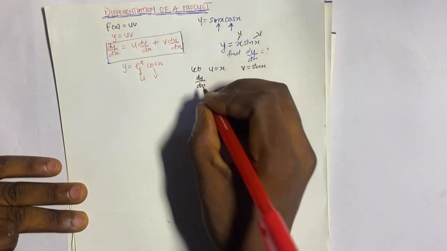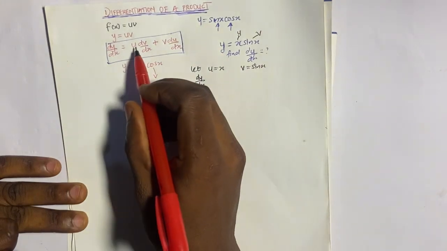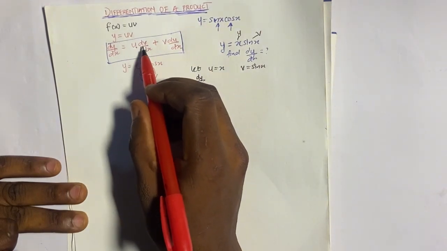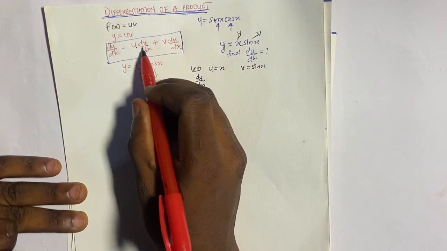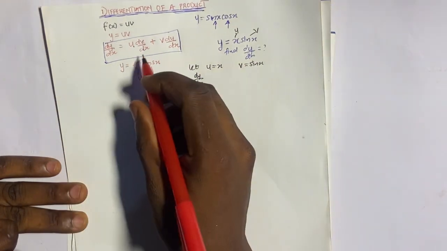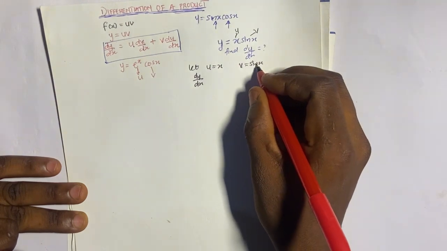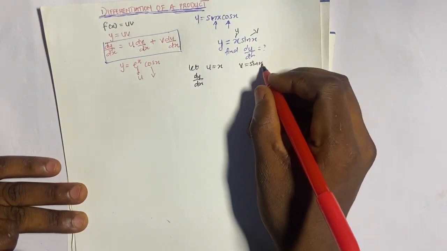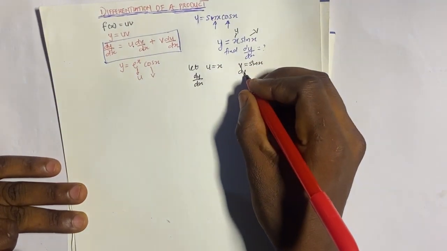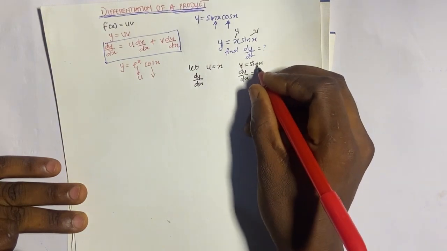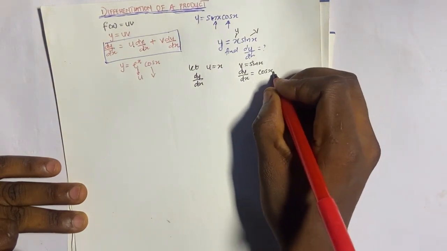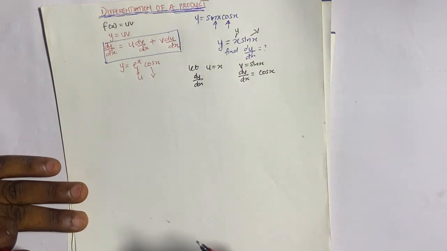Now in order for me to find dy/dx, if you recall, it is u dv/dx. That means I need my dv/dx, which simply means I'm differentiating my function v with respect to x. Then you locate the value of v. V is sine x. Then you differentiate v with respect to x. dv/dx in this case is going to be cos x. It is a standard derivative. Whenever you are asked to find the derivative of sine x, it's simply cos x.